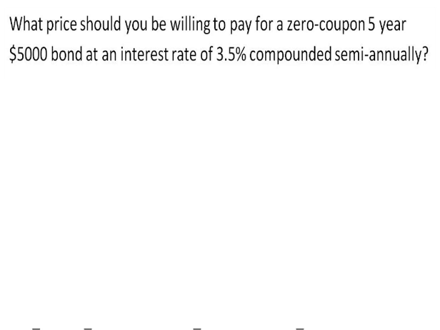Now a similar example would be, what price should you be willing to pay for a zero coupon 5-year $5,000 bond at an interest rate of 3.5% compounded semi-annually? So this question is asking, okay, how much do you pay so that in 5 years you're going to get $5,000 from this bond? So A is 5,000, R would be 0.035, M would be 2 because it's compounded semi-annually, which means twice a year, and T is equal to 5.